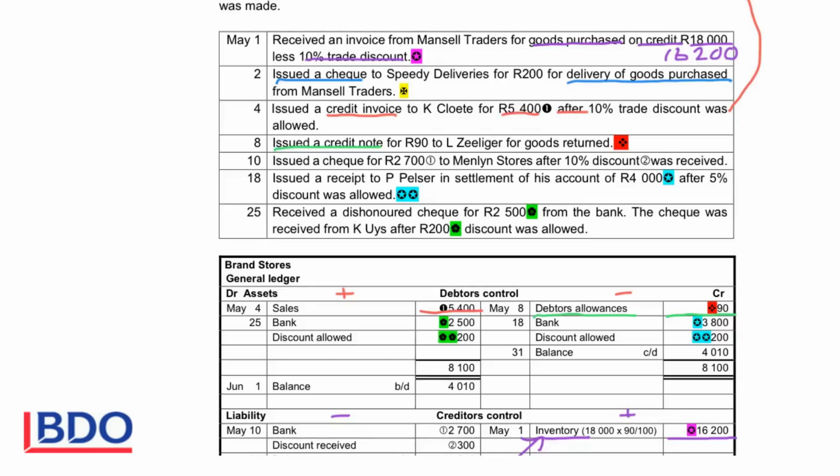Issued a cheque for 2,700 after 10% discount was received. So the one entry will be in the bank because we issue a cheque, we pay the money to Menlyn Stores. If we pay money to them, it means that we owe them money, so they are a creditor. So we will have to record the double entry in the creditors control account.